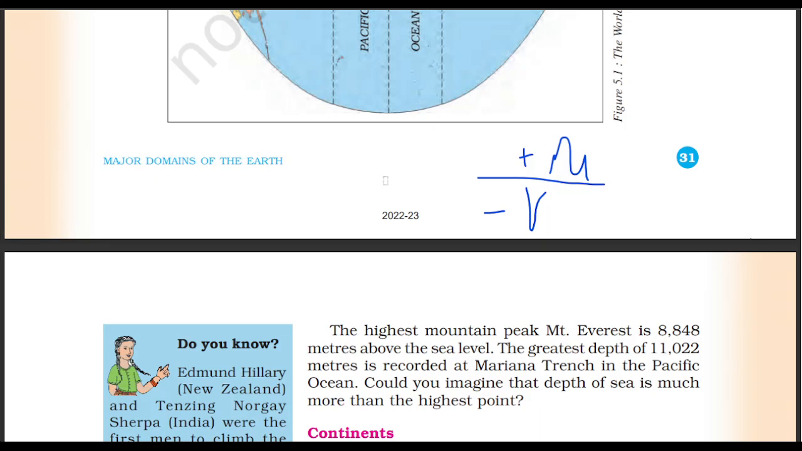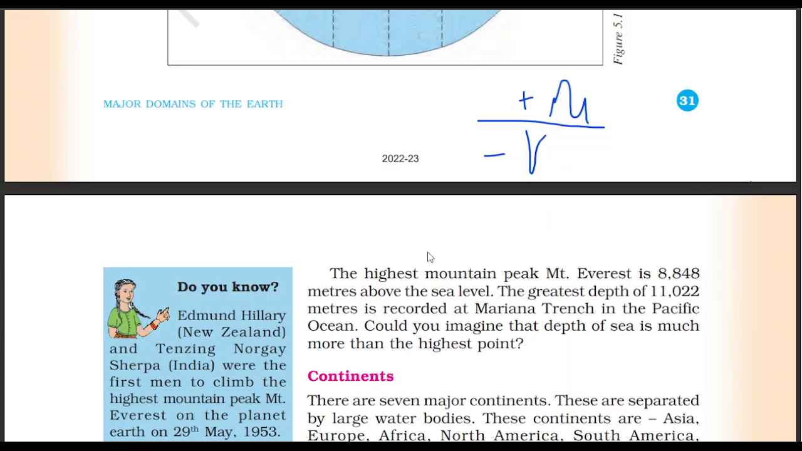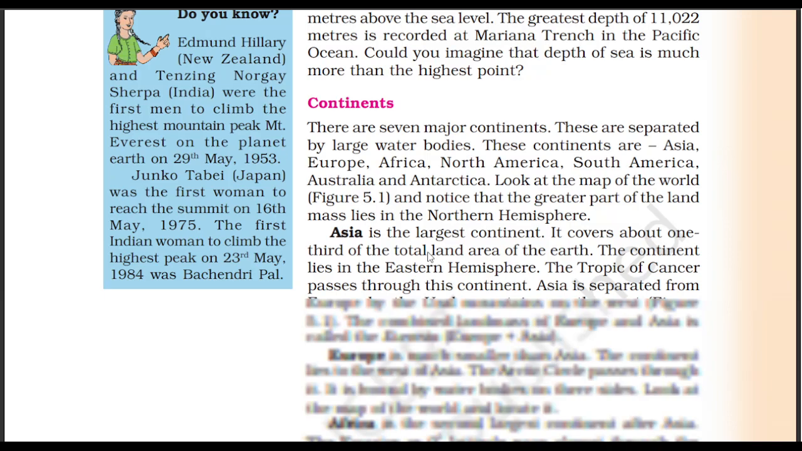The highest mountain peak, Mount Everest, is 8,848 meters above the sea level. The greatest depth of 11,022 meters is recorded at the Mariana Trench in the Pacific Ocean. It can be imagined that the depth of the sea is much more than the highest point.